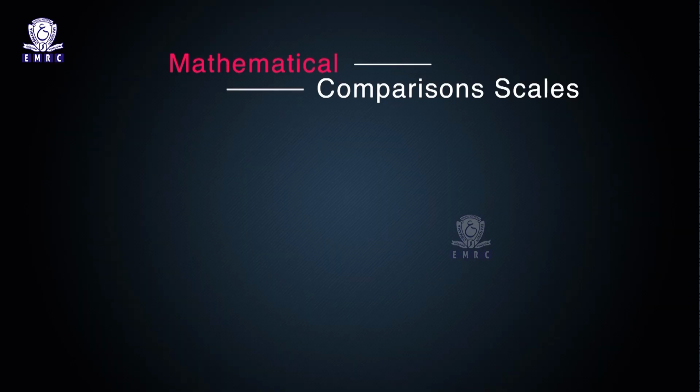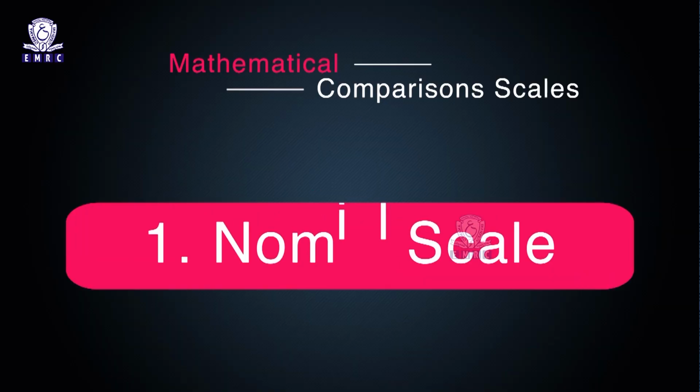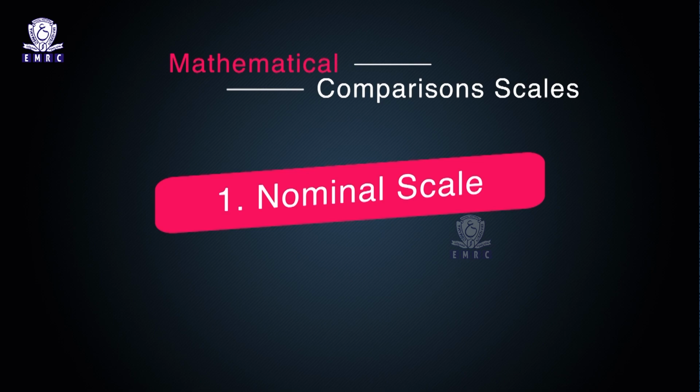Let us first discuss the scales of mathematical comparison. The first one, nominal scale. The nominal scale simply places people, events, perceptions and so on into categories based on some common trait. This scale classifies individuals into two or more categories where the members differ from each other with respect to specific characteristics. For example, males and females; Hindus, Muslims, Christians and others and so on.